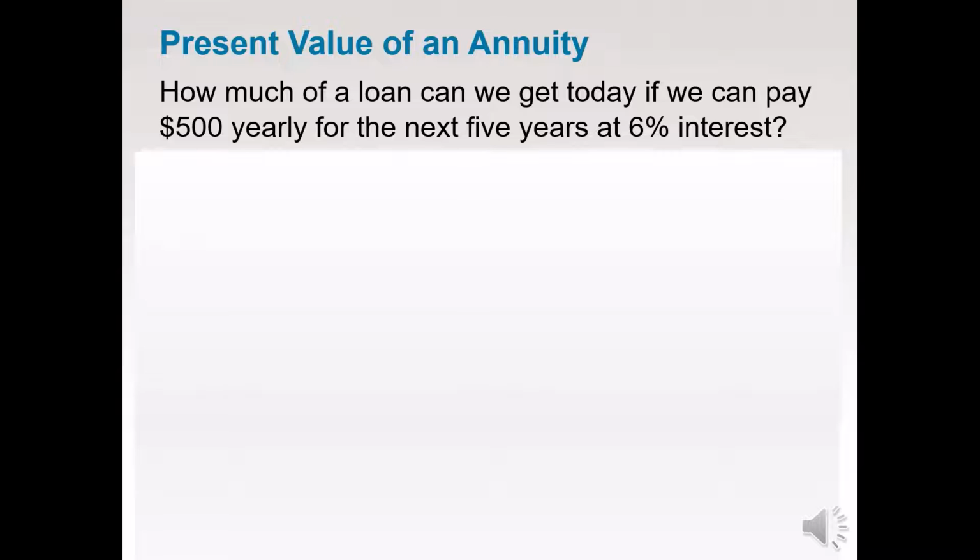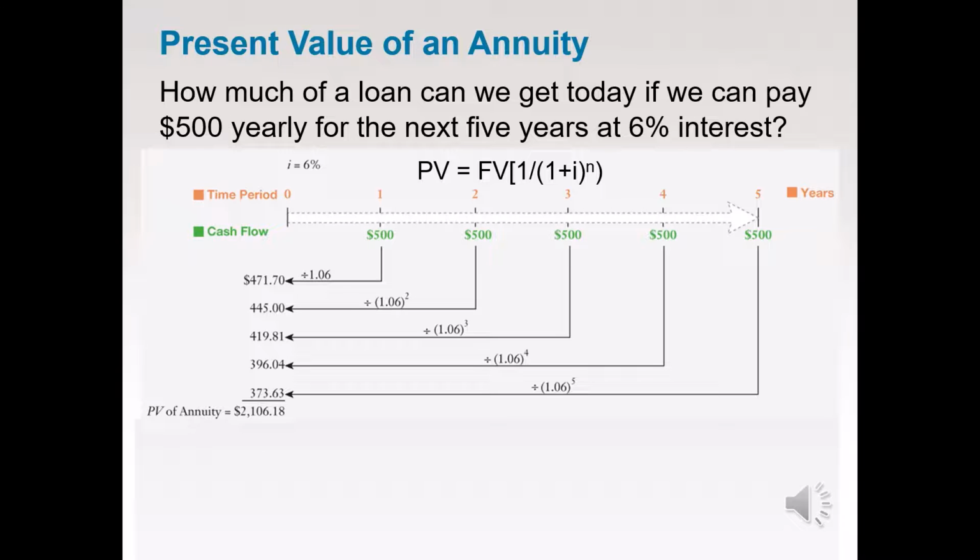Now let's try calculating the present value of an annuity. How much of a loan can we get today if we can pay $500 yearly for the next 5 years at 6%? Here you can see we're calculating this again as if it was 5 lump sum payments.